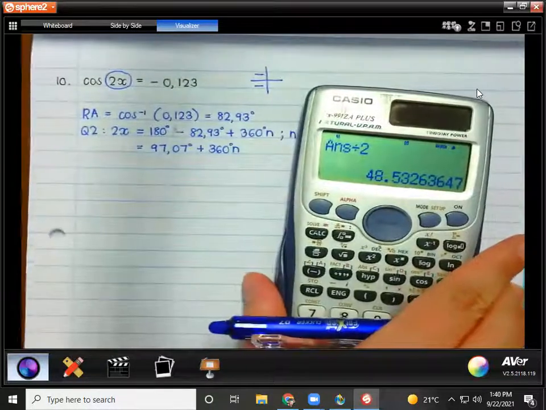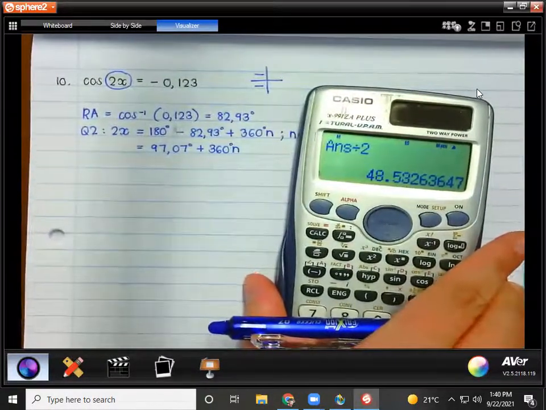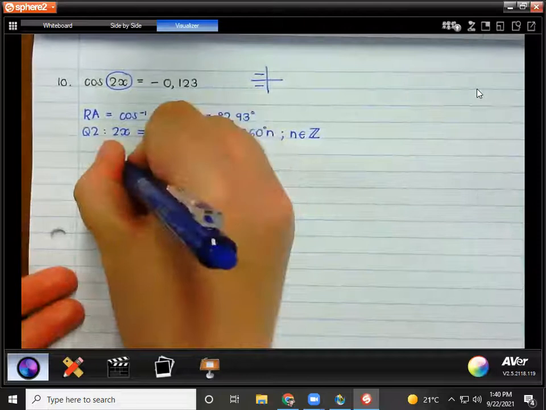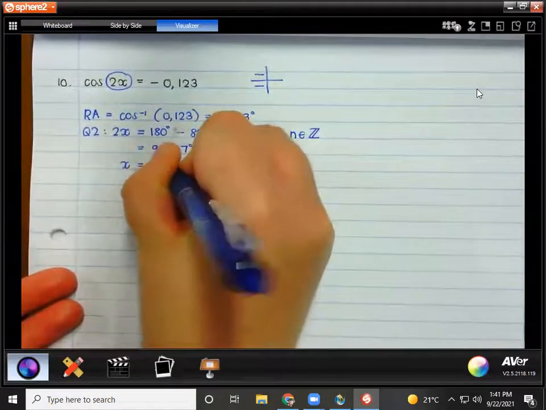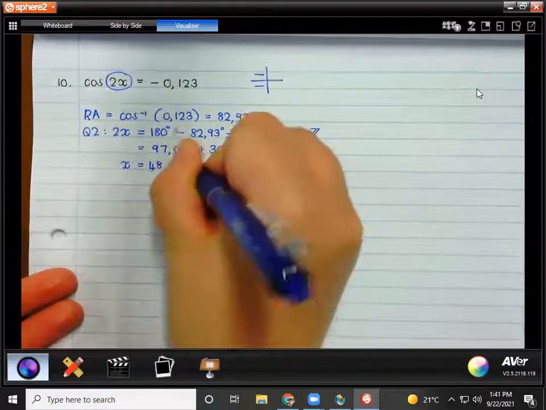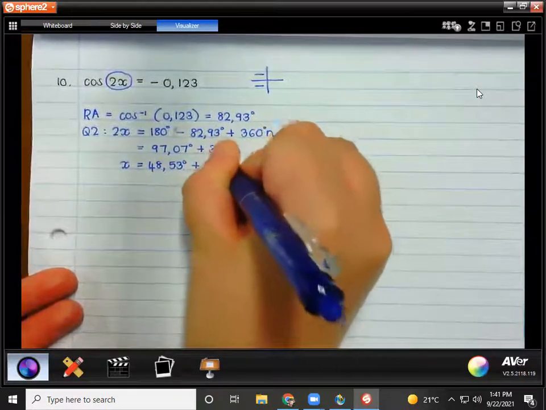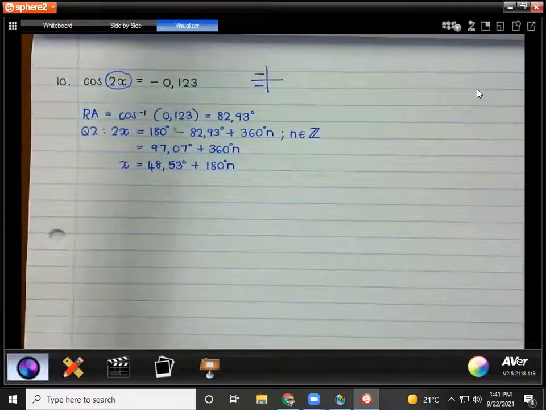Now we can round that off, right? That's now the final answer for our quadrant 2 solution. So we're going to say x is 48.53 degrees plus 180n.